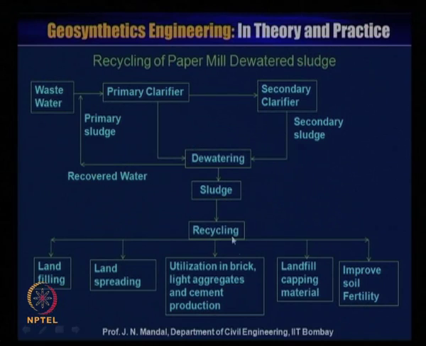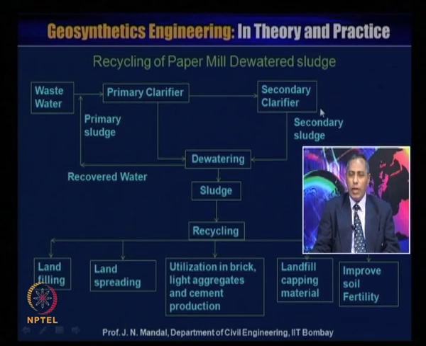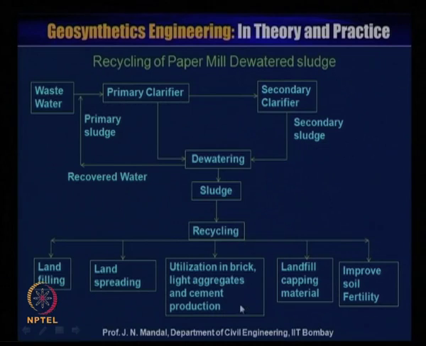So, keeping this in mind, what is happening also in the paper mill dewatered sludge? This is the recycling of the paper mill dewatered sludge. So, this is the waste water and you go for the primary clarifier and then for the dewatering and recover the water, again go for primary sludge and again you go for secondary clarifier and secondary sludge and dewatering and then to the sludge again. And then you go for recycling. With the recycling you can use it for landfilling or land spreading or utilization in brick, light aggregate and cement production, landfill capping material and improving soil fertility.